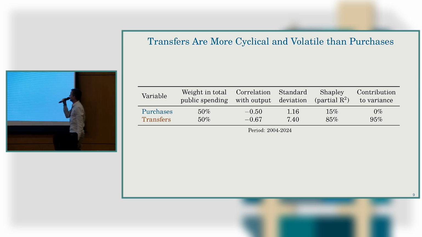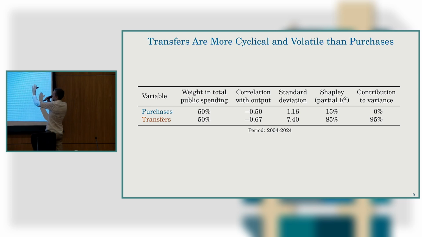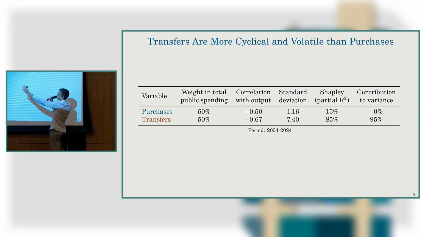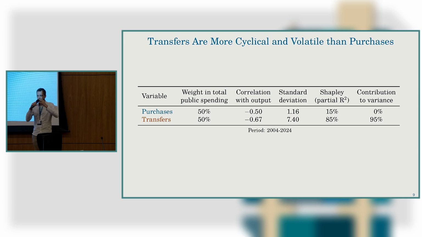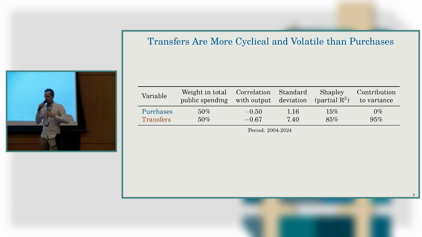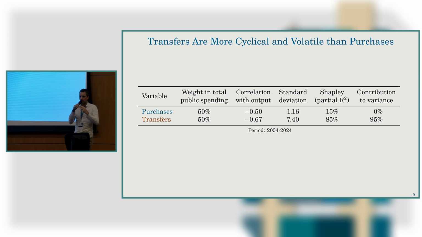So if we were to try to attribute what share of total spending is explained by each of the two components, depending on the method, the vast majority of the increase in spending in recessions is driven by the increase in transfers, not purchases.